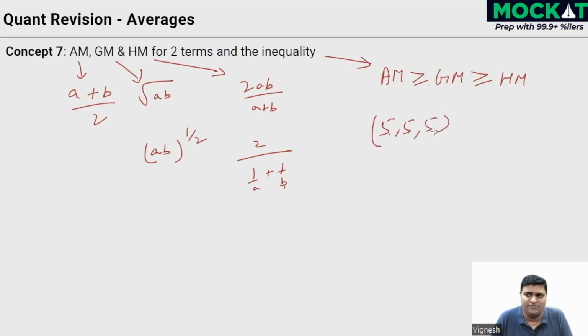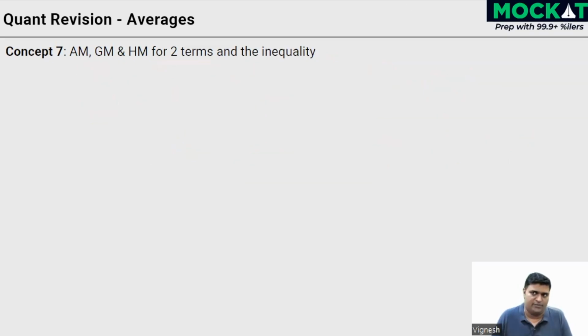For 5, 5, and 5, my arithmetic mean is 5, geometric mean is also 5, harmonic mean is also 5. If just one of them is slightly different, 4.99 also is fine, 4.9, then this inequality applies. AM is going to be, this time around, greater than GM, which is going to be greater than HM because one of the terms is different, right? So that's it when it comes to this particular concept.